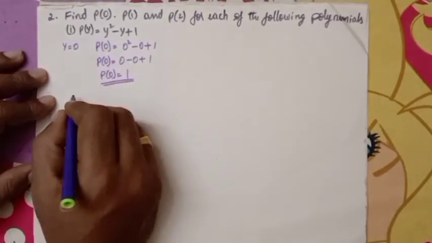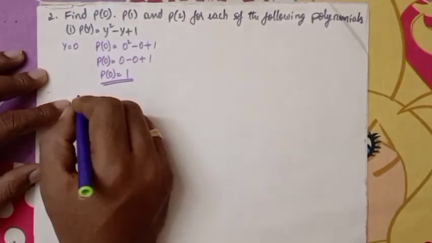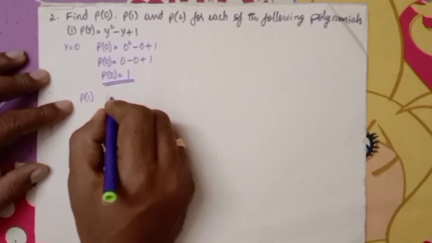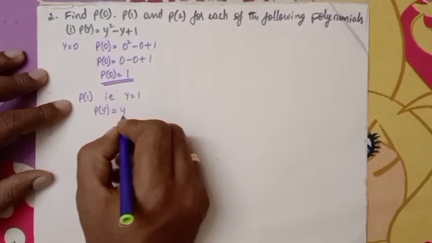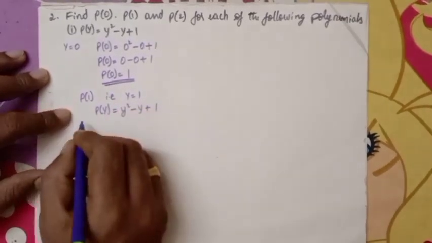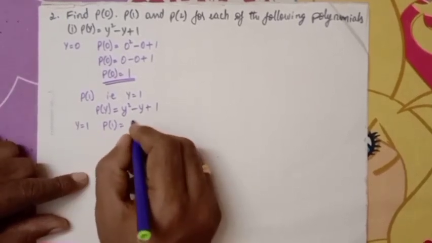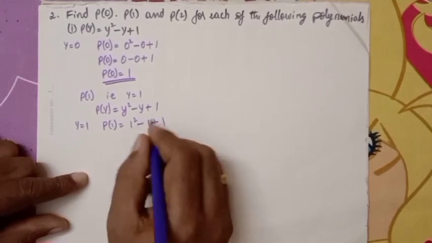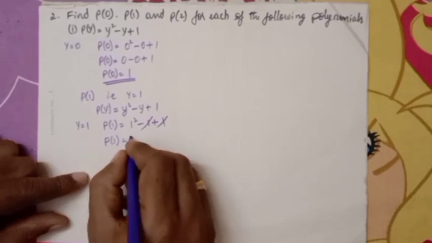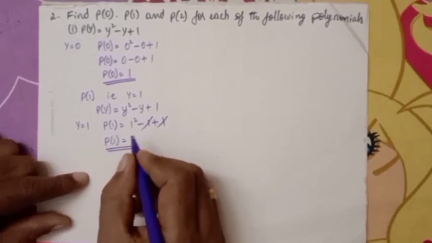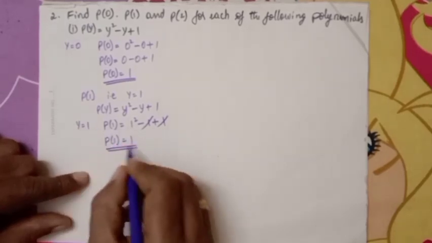In the second case, p of 1 we should find, that is y is equal to 1. So p of y, we already know p of y is equal to y square minus y plus 1. So y is equal to 1 means what happens here? p of 1 is equal to 1 square minus 1 plus 1. Here we can cancel minus 1 and plus 1. So p of 1 is equal to 1. This is the value of the polynomial. 1 is the value of the polynomial at y is equal to 1.